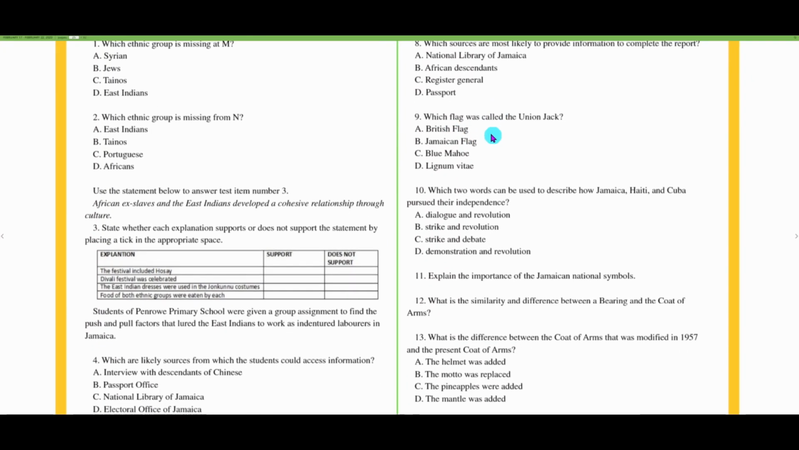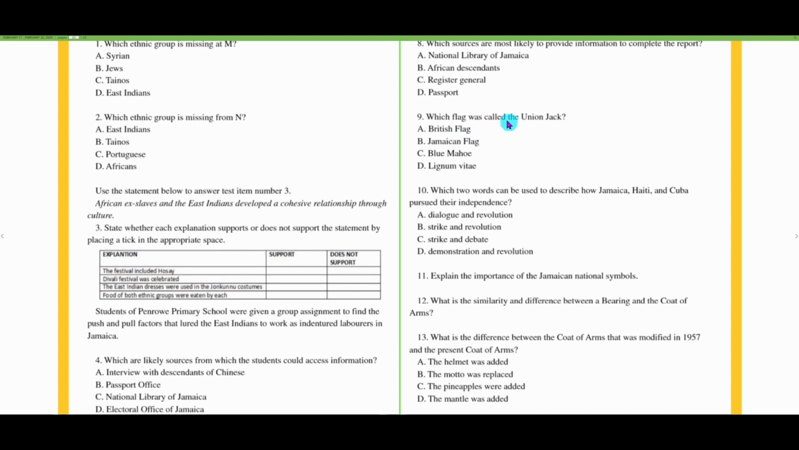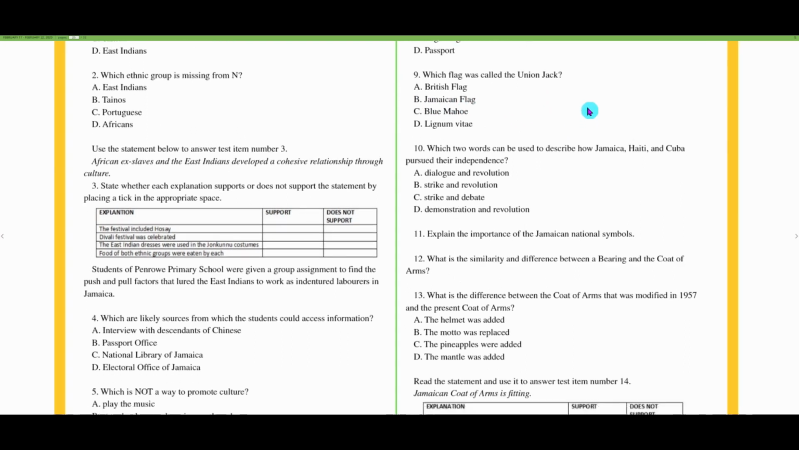Number 9, which flag was called the Union Jack? Is it the British flag, the Jamaican flag, the Blue Mahoe, or the Lignum Vitae? These would be the national tree and flower. And so the Lignum Vitae, the national flower, the Blue Mahoe, the national tree. The Jamaican flag was not called the Union Jack. It was the British flag that would be called the Union Jack. And at independence, the Union Jack was lowered and we hoisted the Jamaican flag for the first time.